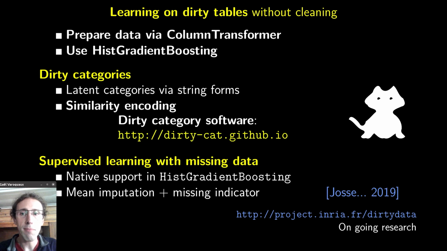If we have missing values, the best option is to use the native support in the hist gradient boosting regressor or classifier. If we cannot do this, quite often it is enough to use the mean imputation and possibly to add a missing value indicator. This is ongoing research, and you can find more on the Dirty Data project.